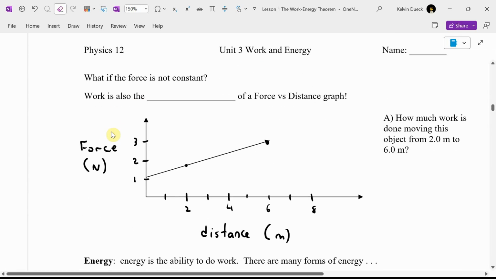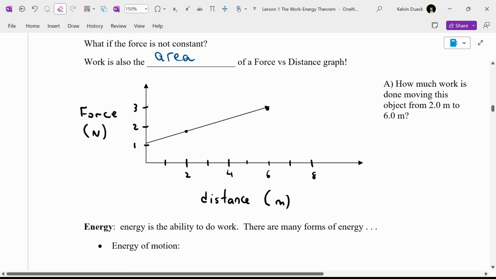What if the force is not constant? What if it's changing? Second definition of work: it's also the area underneath a force versus distance graph. How will you know to use that definition, Carter? There's going to be a graph. Oh, and by the way, I will be giving you a question on your test that has a graph.